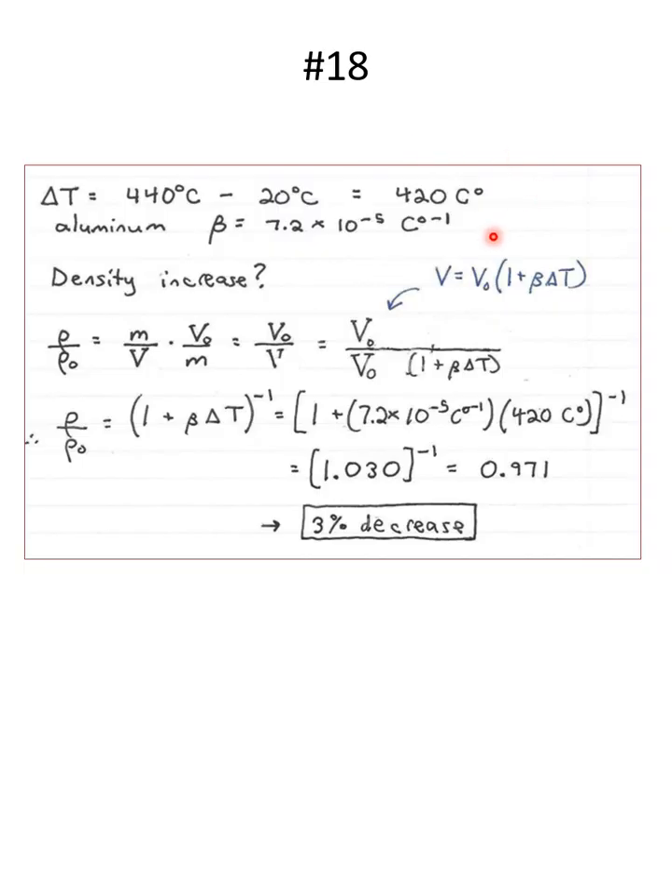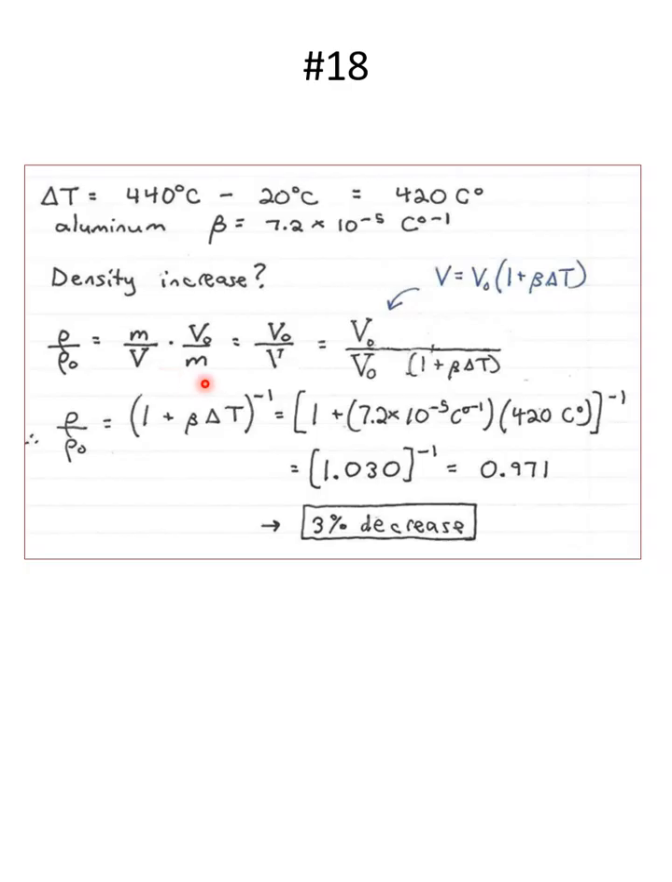We'll need the volume coefficient of expansion for aluminum, 7.2 times 10 to the negative 5. And we want to know what is the density increase. And the multiple choices give it as a percentage. So we're going to think of it in terms of a ratio, the new density over the old density, so rho over rho naught. And we know that density is mass divided by volume. So the final density is mass divided by the new volume, divided by the original density, so we're going to divide by mass over volume naught.